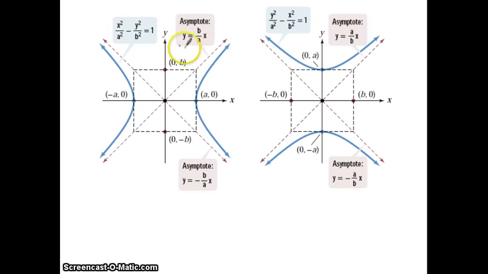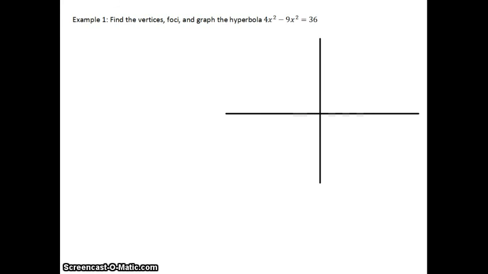So here we have how to come up with the equation for the asymptotes. You can memorize those, but I think it's easiest to just look at the illustration and come up with those equations of the asymptotes on your own. Let's go ahead and get into it with example number 1.